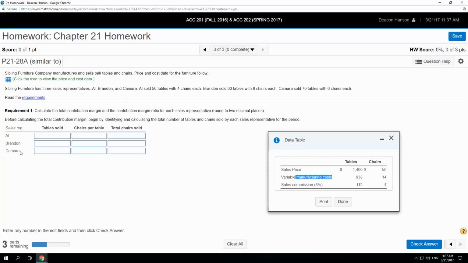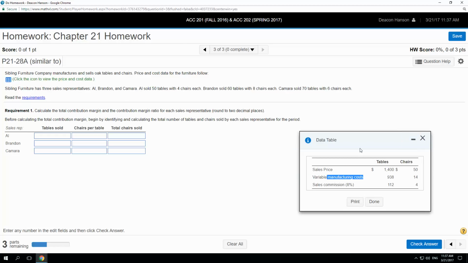So this table, it sounds like we're just doing the units. We're not adding dollars to it yet. So I'm going to start with Al. Al sold 50 tables, so I'll put 50 in for Al. And for each table he sold 4 chairs, so 4 times 50 would be 200, but they want chairs per table, so 4, and then if you multiply you have 200. That's what it sounds like it's asking for. You see how the table is set up?